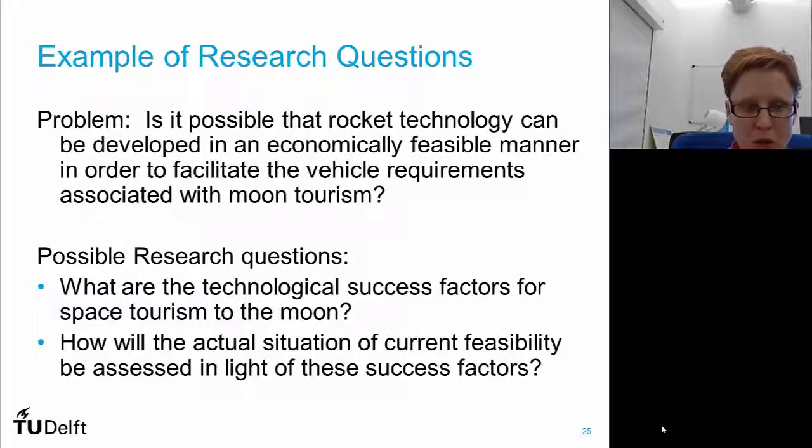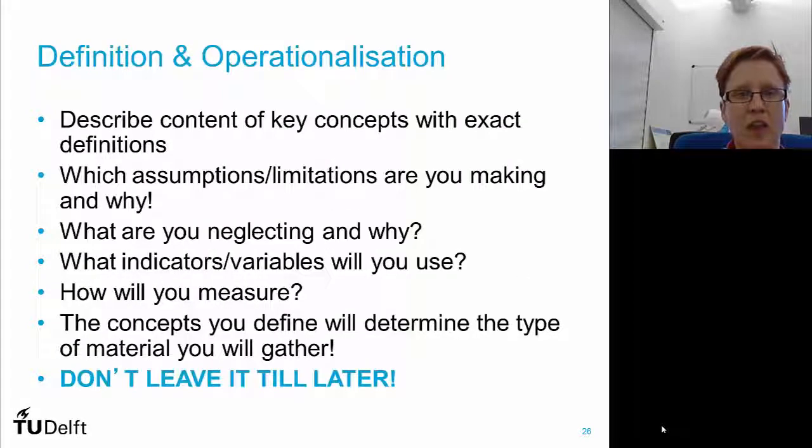And then, the next step in your research: how will the actual situation, the current feasibility, be assessed in light of these success factors? So, how can I assess this? That gives you a method, and then your next thing is, for instance, the assessment of these things. So that's how you have to look at things.